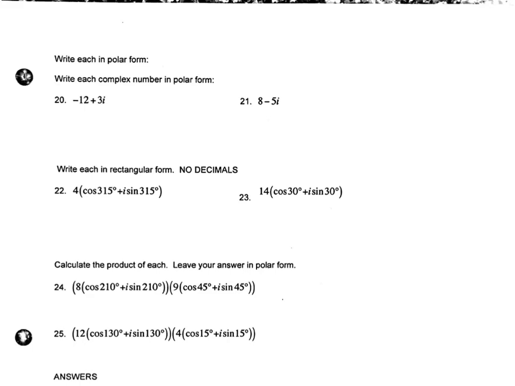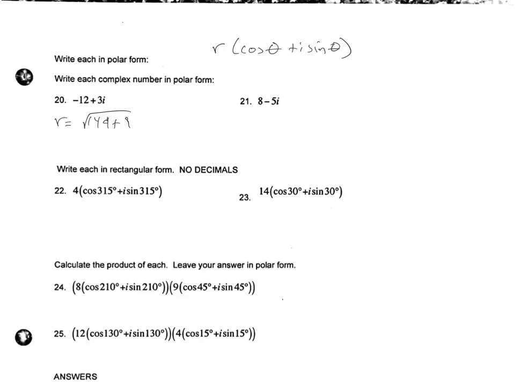Finally, we get to polar form. If you recall, polar form is r times cosine theta plus i sine theta. The r is on the outside of the parentheses. So you have to find that r first before you can actually write the form. So the r is, if you recall, the square root of a squared plus b squared. So 144 plus 9 is radical 153.